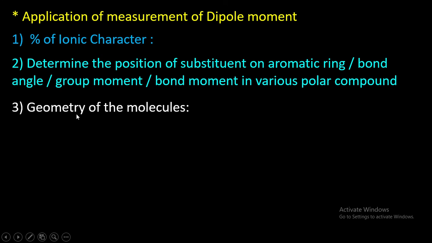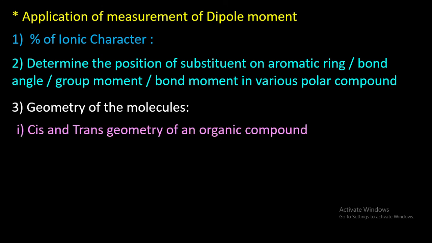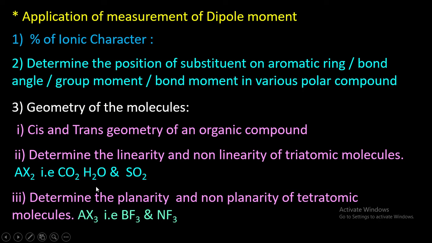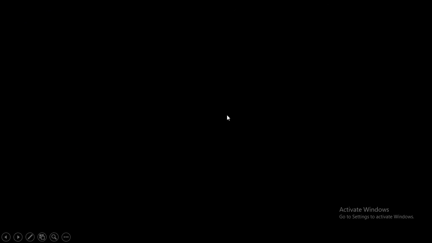It is also useful for the study of the geometry of the molecules. It is also useful for the study of the cis and trans geometry of an organic compound. It is also useful to determine the linearity and non-linearity of triatomic molecules, such as AX2, carbon dioxide, H2O, sulfur dioxide. It is also useful to determine the planarity and non-planarity of tetratomic molecules, that is BF3 and NF3.